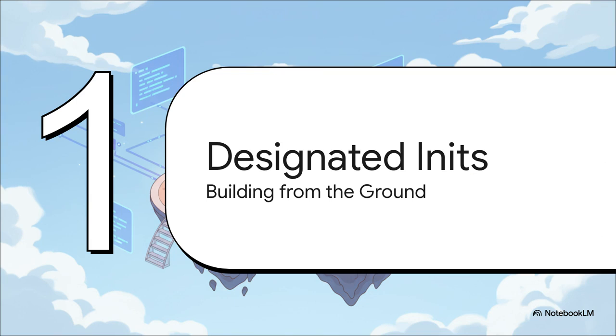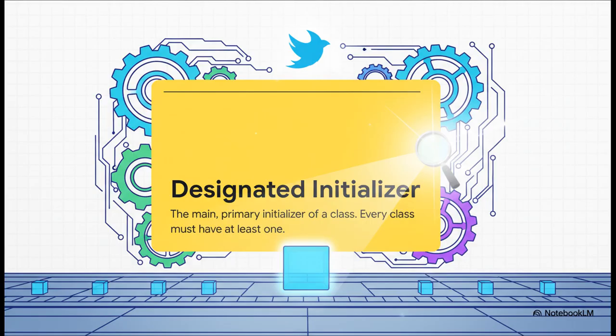Okay, so let's start where any good construction project should, with the foundation. Let's talk about designated initializers, the primary builder for any class you create. So what is it really? A designated initializer is the main official constructor for a class. Its whole job is to be the ultimate source of truth, making sure an object is fully assembled and ready to go. It's where the buck stops, and every class has to have at least one.